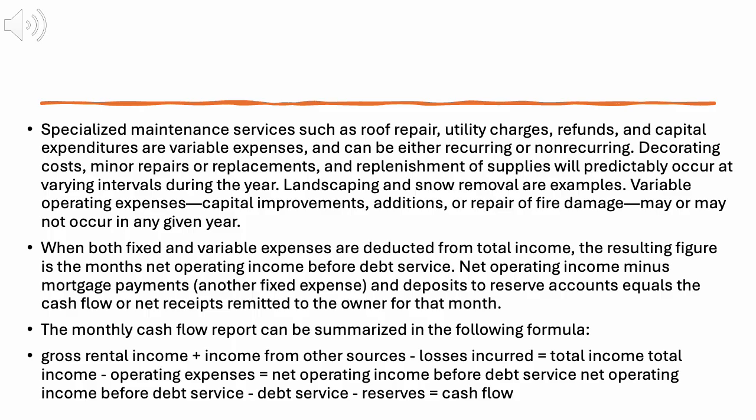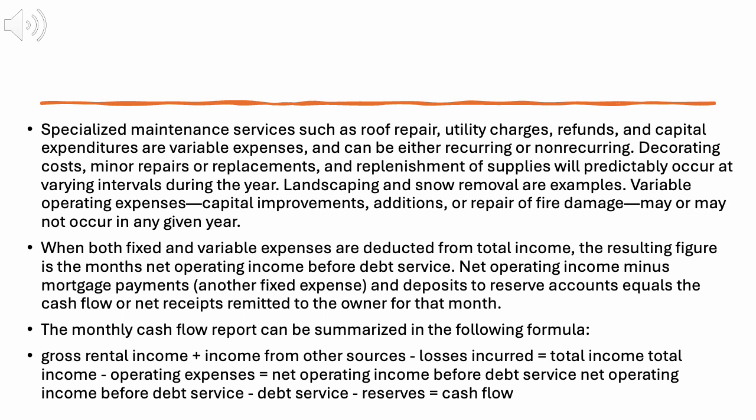Specialized maintenance services such as roof repair, utility charges, refunds, and capital expenditures are variable expenses and can be either recurring or non-recurring. Decorating costs, minor repairs or replacements, and replenishment of supplies will predictably occur at varying intervals during the year. Landscaping and snow removal are examples. Variable operating expenses, capital improvements, additions, or repair of fire damage may or may not occur in any given year. When both fixed and variable expenses are deducted from total income, the resulting figure is the month's net operating income before debt service. Net operating income minus mortgage payments and other fixed expense and deposits to reserve accounts equals the cash flow or net receipts remitted to the owner for that month.